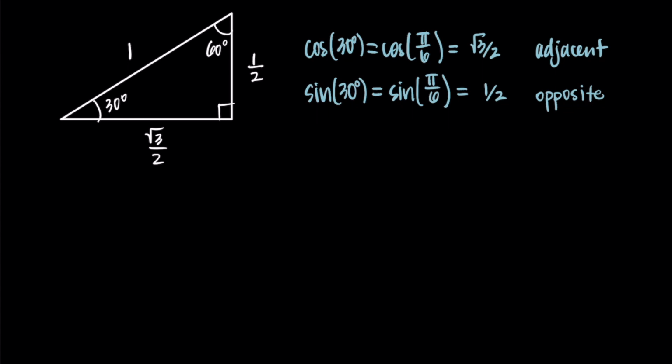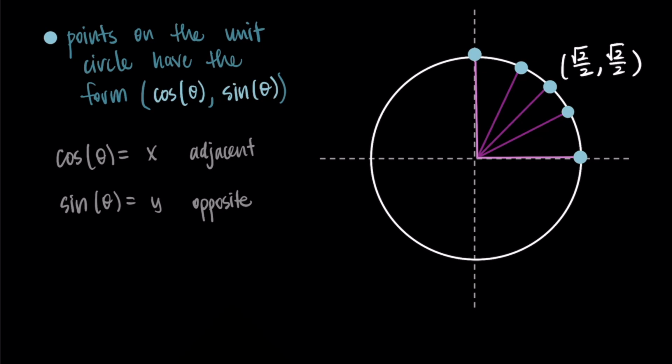Okay, we're making good progress. So now we can label this on our graph. So the cosine value is the square root of 3 over 2, that's the x, and the sine value is 1/2, that's the y.